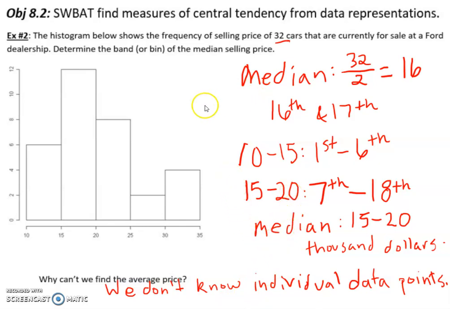So on example 2, we looked at a histogram, which is a graphical representation of data, and we found the median. To be more specific, we found the median bin. We know that our median bin is between the prices of $15,000 and $20,000 at this particular Ford dealership.